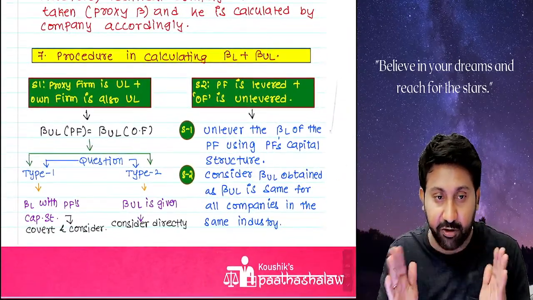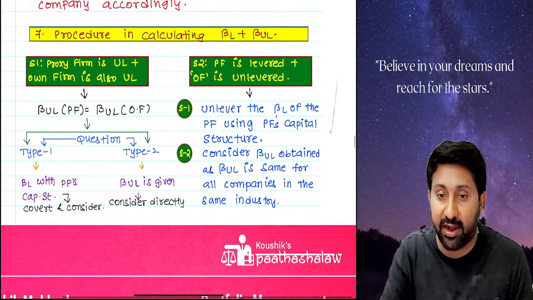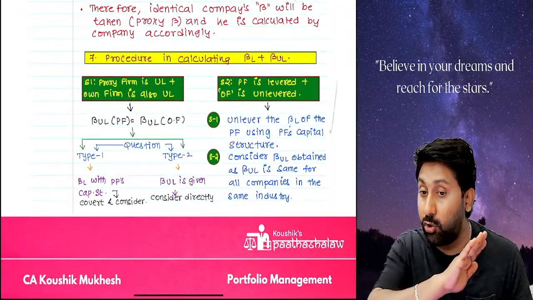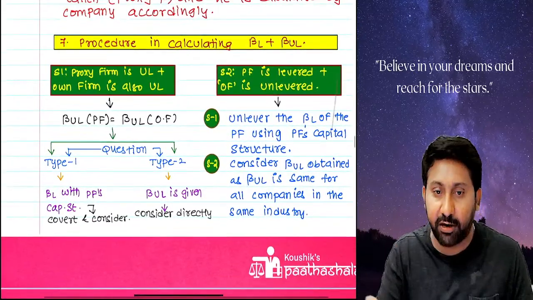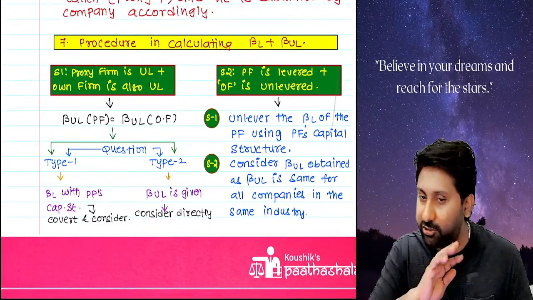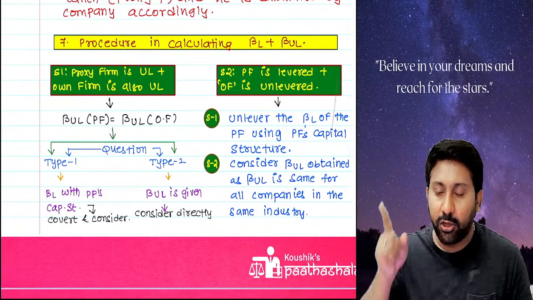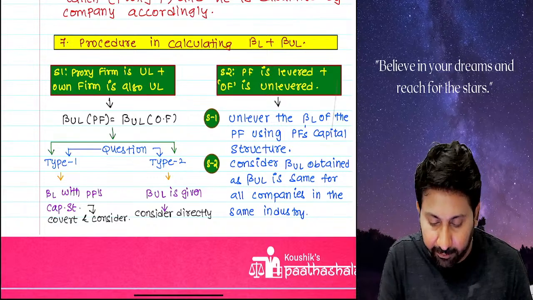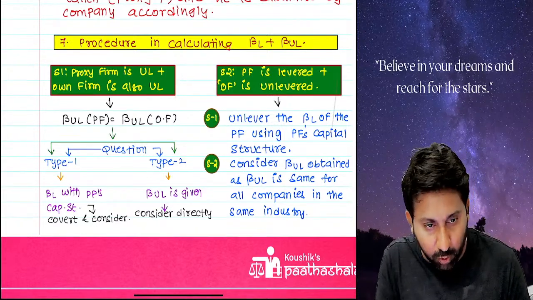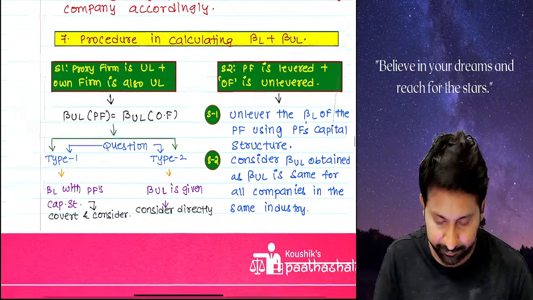Please listen carefully. Proxy firm is unlevered, which means the comparative company is unlevered: no debt, only equity. Own firm is also unlevered. Ours is also unlevered. We also don't have debt. Both belong to the same industry. Yes. You can take the unlevered beta of the proxy firm directly as the unlevered beta of the own firm.